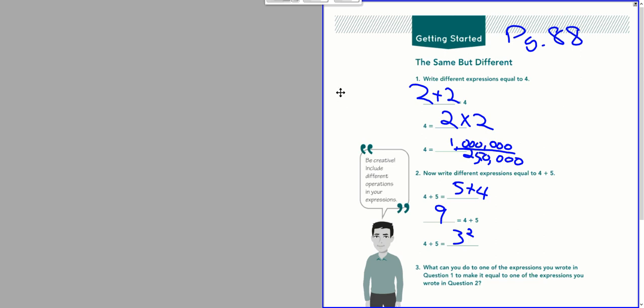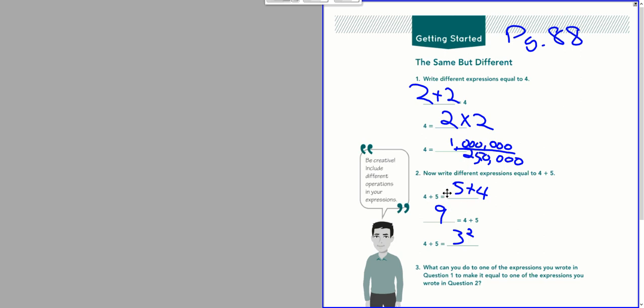All right, this video is talking about solutions and inequalities. We are starting on page 88, and this just kind of introduces the idea of what can go in to make a statement equal or balanced. So obviously 2 plus 2 would be 4, or 2 times 2 would equal 4, or even 1,000,000 divided by 250,000. Okay, the sky's the limit really here. So it's this kind of open-ended type of question.